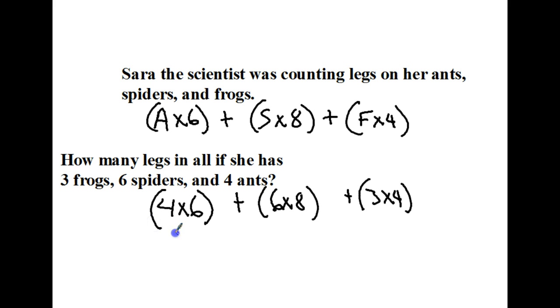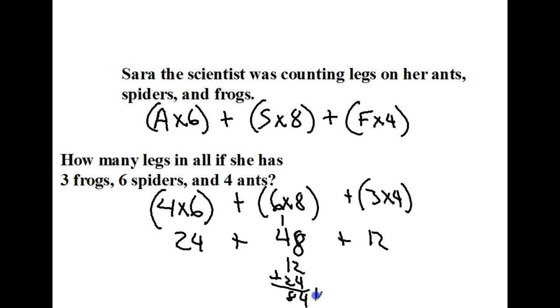I just work out the numbers. 4 times 6 is 24. 6 times 8 is 48. 3 times 4 is 12. Add them all up. 48, 12, and 24. 10, 14. Carry my 1. 5, 6, 8. 84 legs in all.